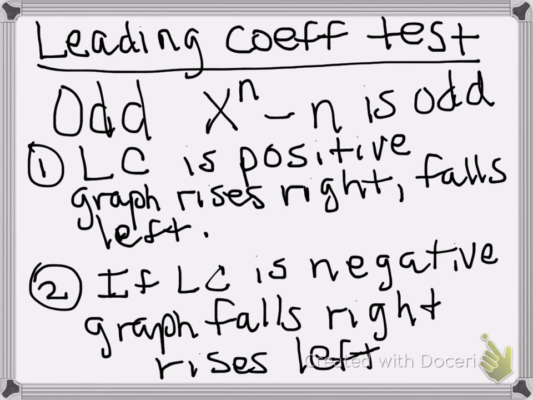Okay, so let's review that before we go on to an even power. You look at your polynomial and you check that degree. If your degree is odd, then look at your leading coefficient. If your leading coefficient is positive, your graph rises on the right and falls on the left. But if you have an odd degree and your leading coefficient is negative, then your graph falls to the right and rises to the left. So those are the two cases that could happen when you have an odd degree on a polynomial.